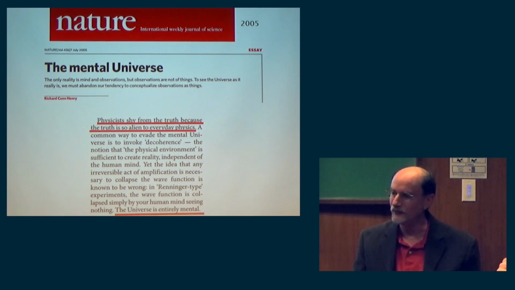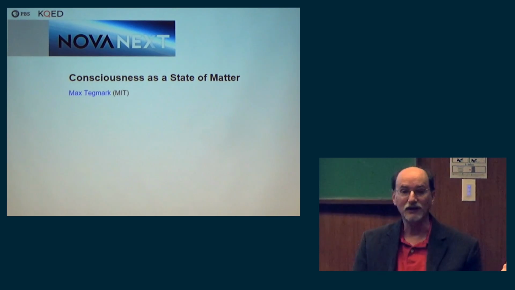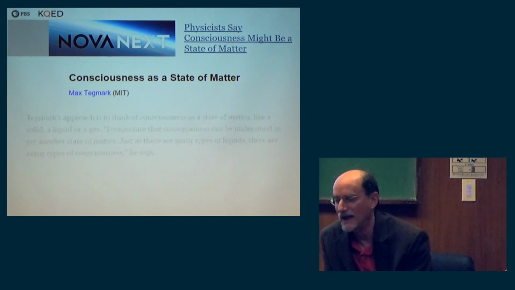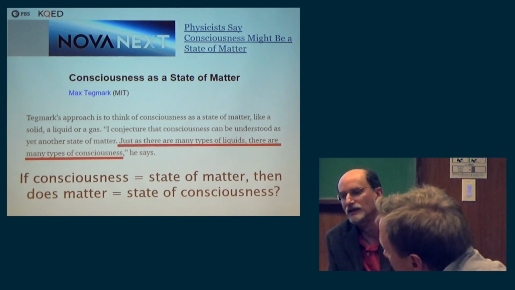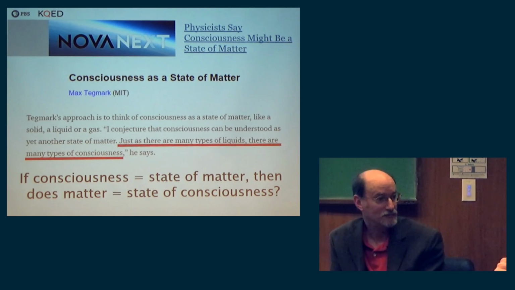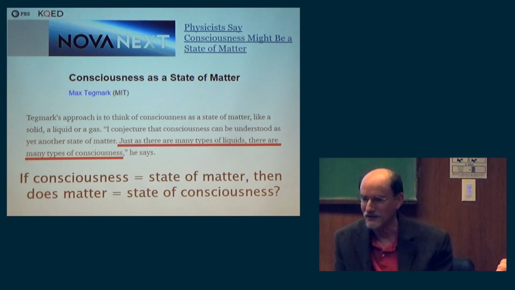So I think we're in the middle of a paradigm shift. Here, for example, is a PBS article on consciousness as a state of matter by the physicist Tegmark at MIT. So what he's saying is, consciousness might be a state of matter, or thought about as a state of matter. Just as there are many types of liquids, maybe there are many types of consciousness. What he does not say is that if consciousness is a state of matter, then maybe matter is a state of consciousness, which is exactly what I was just saying before. That physics arises out of this substance of awareness in some way.